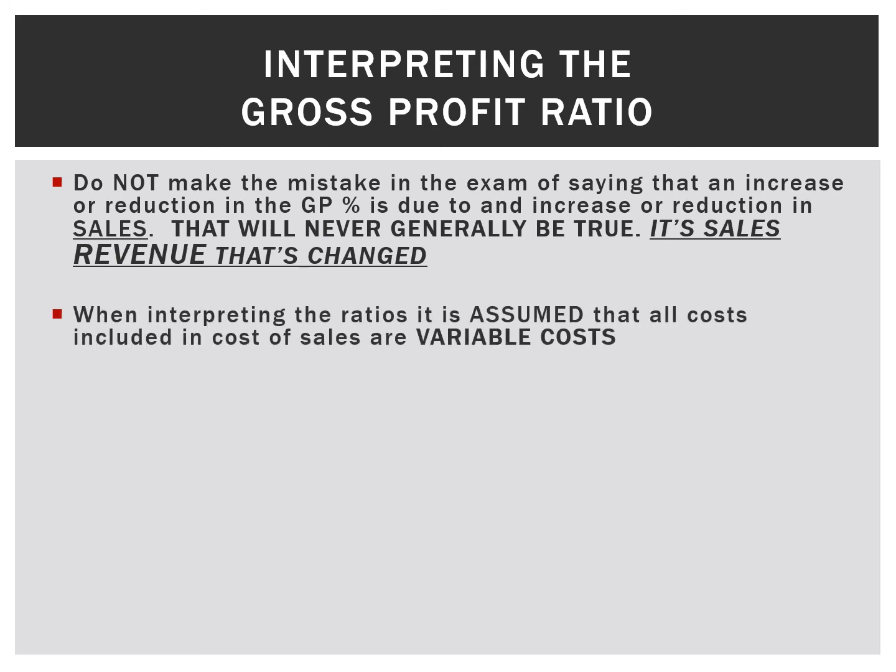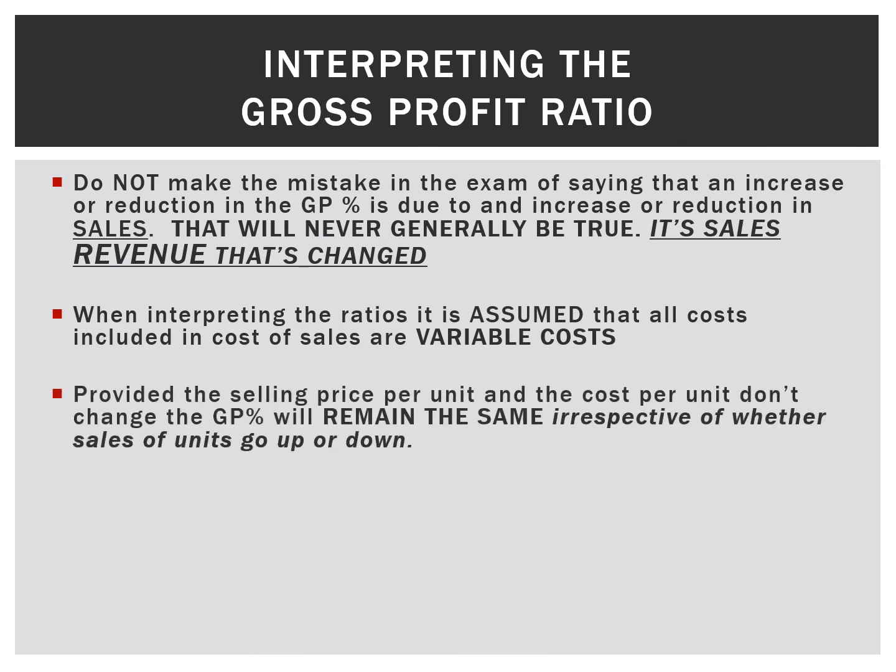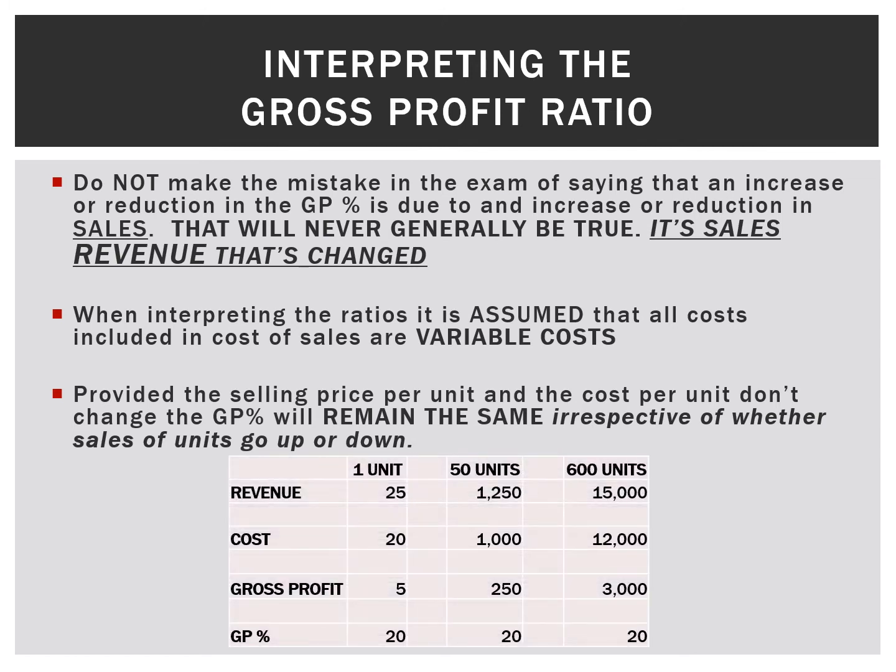The other thing you need to remember, as I said in the previous slide, is that we're working on the basis that all costs in cost of sales are variable costs. So just to emphasize, if the selling price per unit and the cost price per unit don't change, then the gross profit percentage will not change. It will remain the same. And there's an example of that.